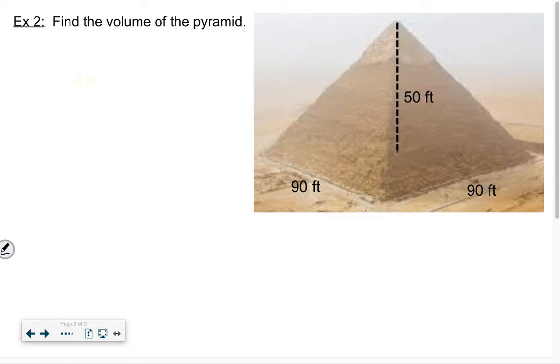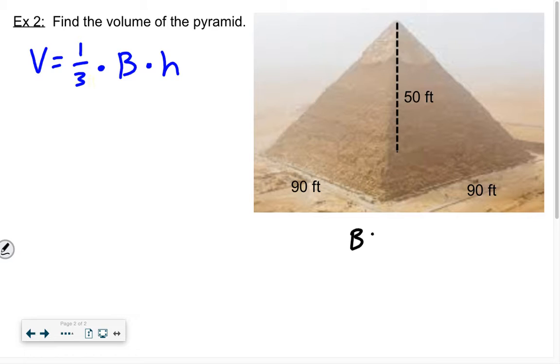The good news is the volume of a pyramid is going to be the exact same formula. It again is going to be 1/3 times big B times height. The only difference between a cone and a pyramid is the fact that our bases have a different shape to them. Notice if we look at this pyramid, we're looking at a square base. So, square is our base. We know how to find the area of the square.